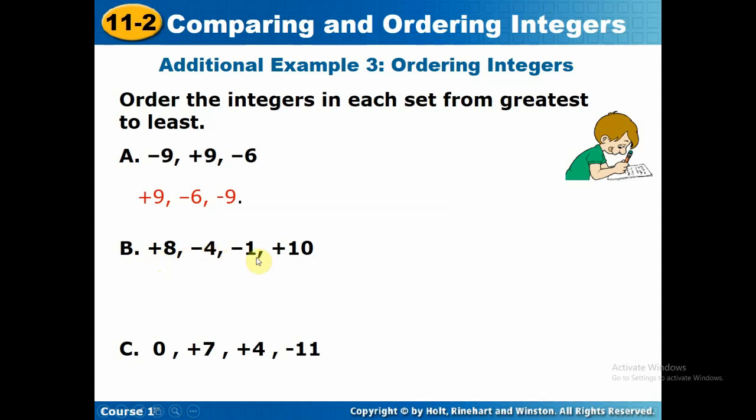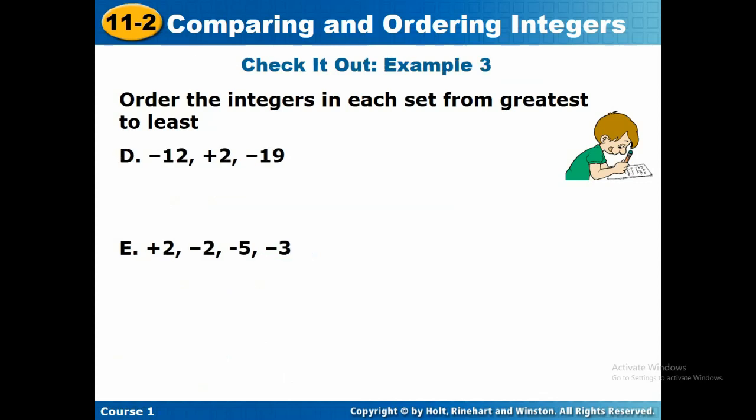Positive 8, negative 4, negative 1, positive 10. Start by the greatest number, positive 10, then positive 8, and then negative 1, and then negative 4. 0, positive 7, positive 4, negative 11. Start by the positive numbers. The greatest is positive 7, and then positive 4, and after that 0, then the negative number is negative 11. The order will be positive 7, positive 4, 0, and negative 11.